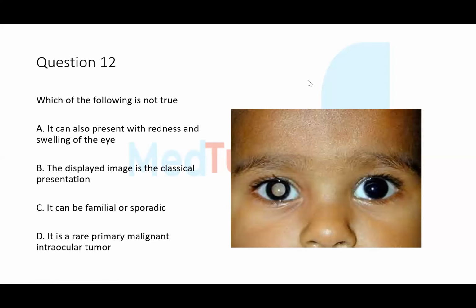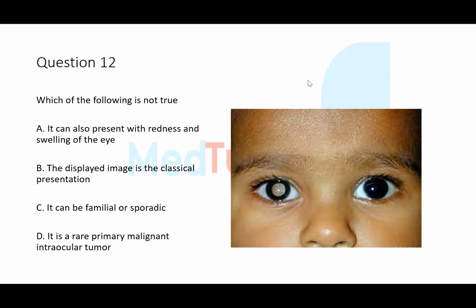The displayed image is the classical presentation. Yes, most children will have this initial classical presentation. And the third one is that it can be familial or sporadic. Yes, some of them are familial, while some are sporadic. You don't have family history, and they still come down with it. For those that are familial, it could be due to inheritance of autosomal genes and sex-related genes.